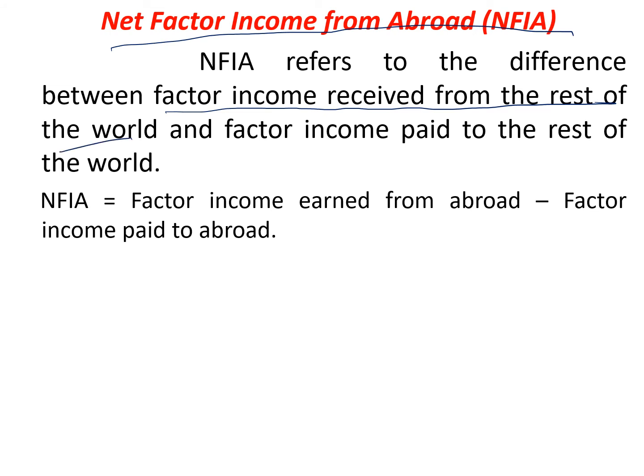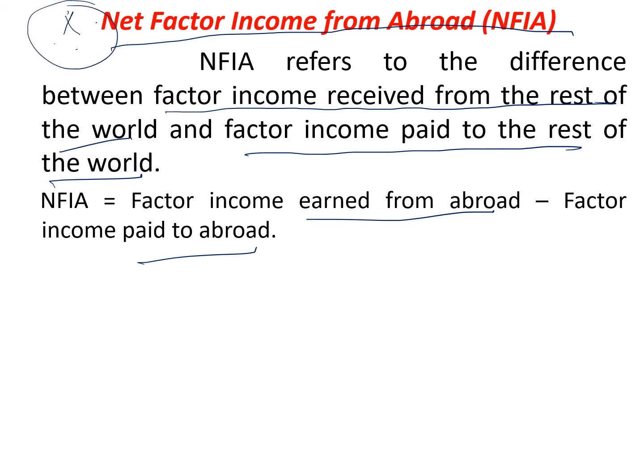We are receiving from abroad, and factor income paid to the rest of the world, we are paying to abroad. That is a factor income. As I already told, what is factor income? Factor income earned from abroad minus factor income paid to abroad, you will get a net factor income from abroad. This is also important. So net factor income from abroad means factor income earned from abroad minus factor income paid to abroad.